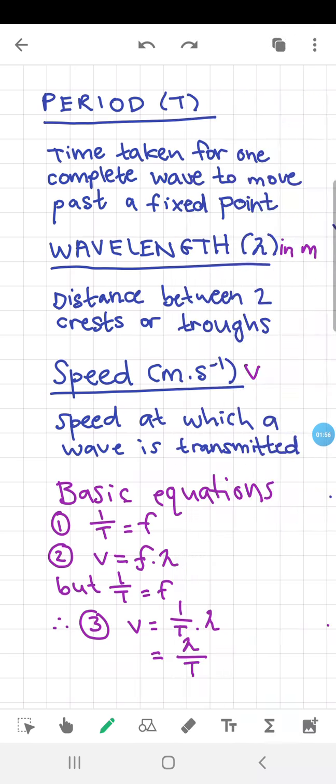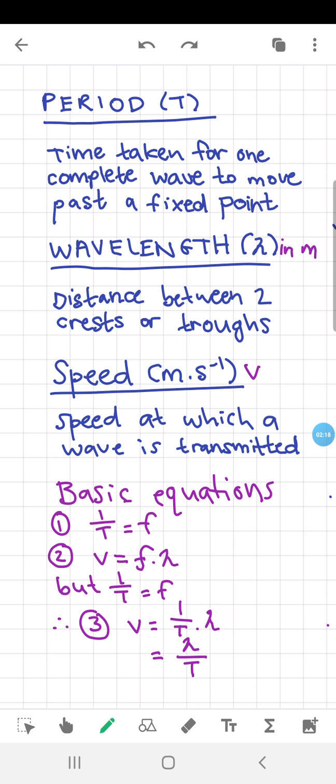So the next thing is your period, T. It is the time taken for one complete wave to move past a fixed point. Your wavelength is measured in meters, but we call it lambda, which is the sign over here, and is the distance between two crests or troughs. Trough is the lowest point on the wave, and crest is the highest point on the wave.